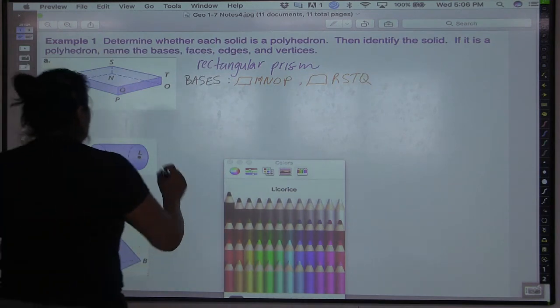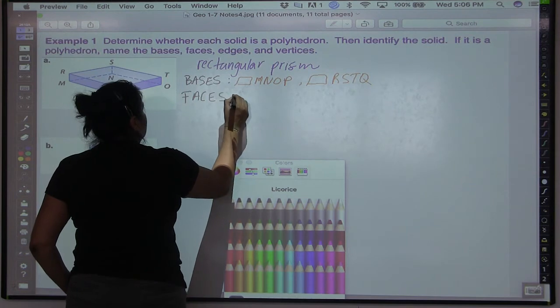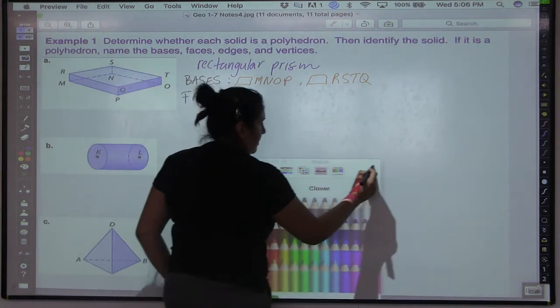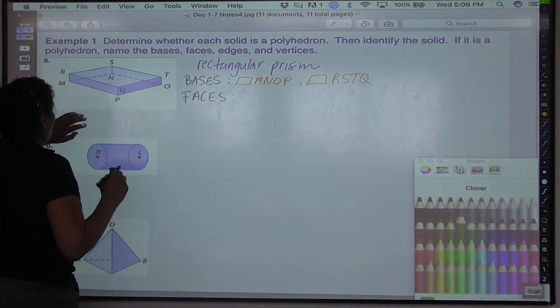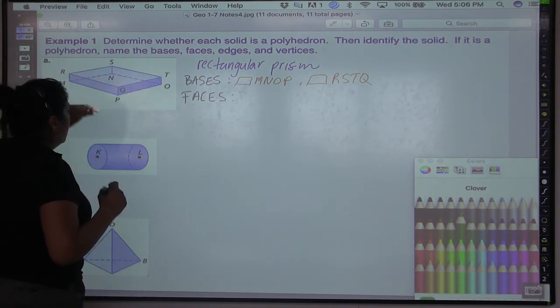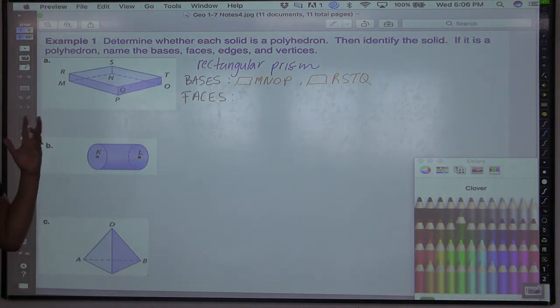So now we're going to go to the faces. Now remember, you don't have to put them in the same order that I'm putting them in, but we have to make sure that we get all of them. So we already took care of the top and the bottom. So now we have to go all the way around, including the top and the bottom. So we have 1, 2, 3, 4, 6 different flat surfaces. So we are going to need to put 6 answers.